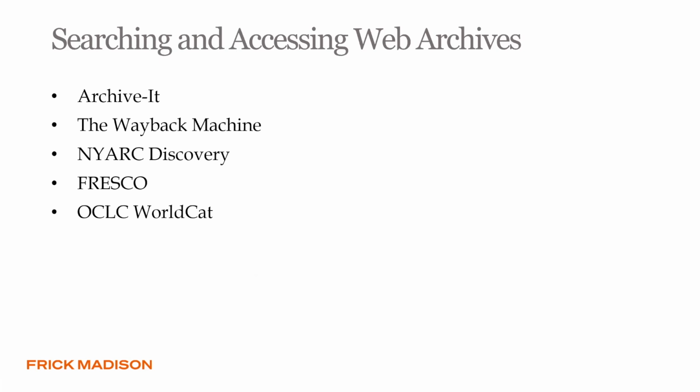That was very informative. So now let's get started with a few search tools to find and access web archive collections. Today we're going to discuss archive-it.org, the Wayback Machine, NYARC Discovery Platform for searching NYARC partner collections, Fresco, which is the Frick Art Reference Library catalog, and OCLC WorldCat, which is a library consortium search platform that connects users to collections and services of more than 10,000 libraries worldwide.